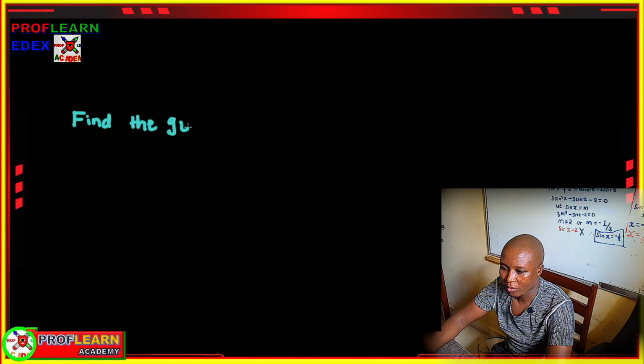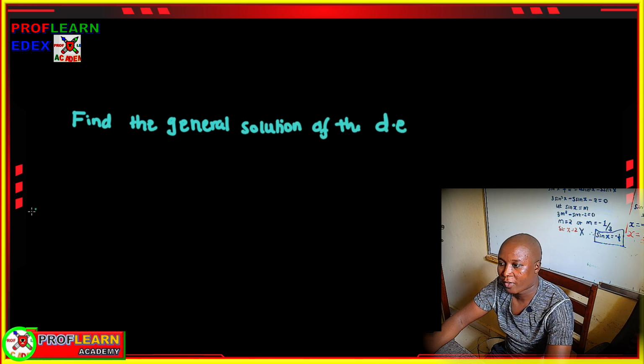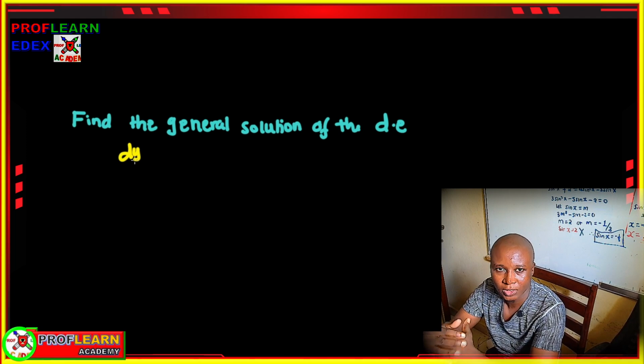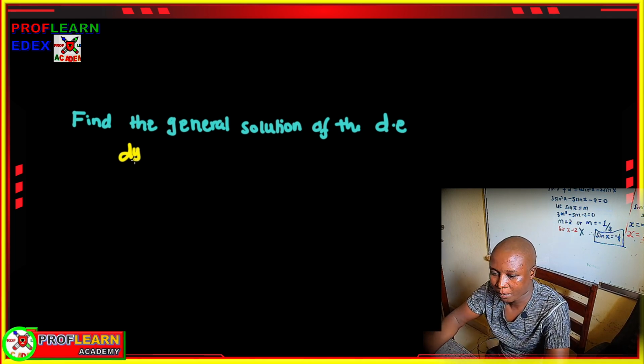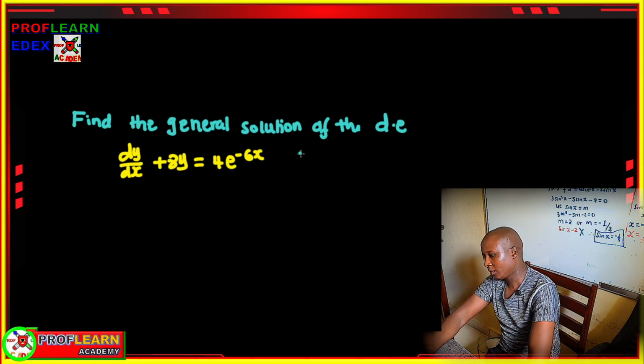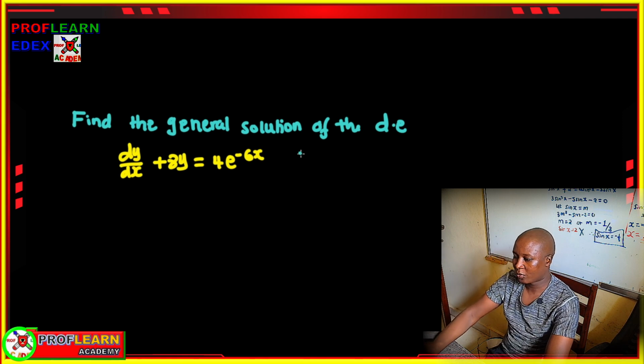So here we are going to have a discussion on how to find the general solution of a differential equation, and the part that we're going to do is how to solve a first order differential equation. Now suppose we're given the equation dy/dx plus 8y is equal to this part. So this is the first order differential equation.